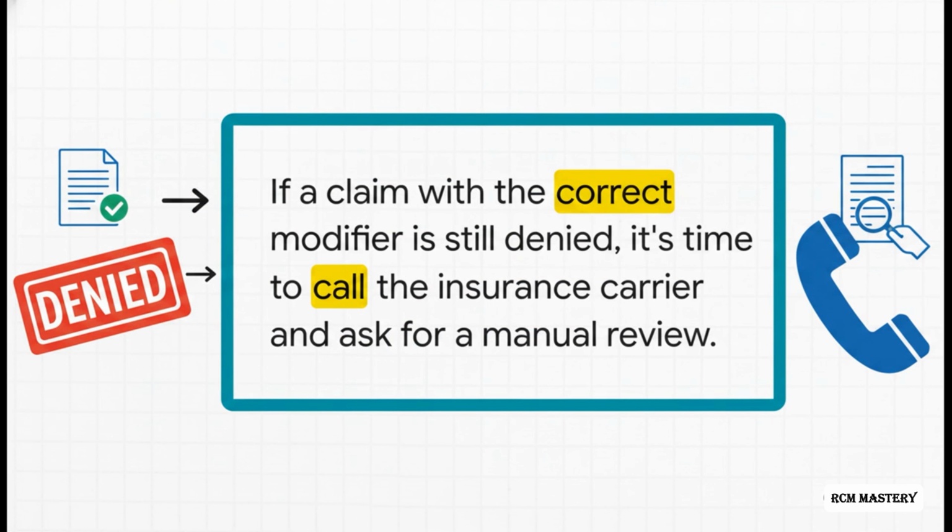Now here's a little pro tip for you. What happens if you do everything right? Use the correct modifier, you send it in, and the claim still gets denied as a duplicate. Don't give up. This is your signal to actually pick up the phone, call the insurance carrier, and ask them to have a human look at it. Sometimes their automated systems just get stuck in a loop.